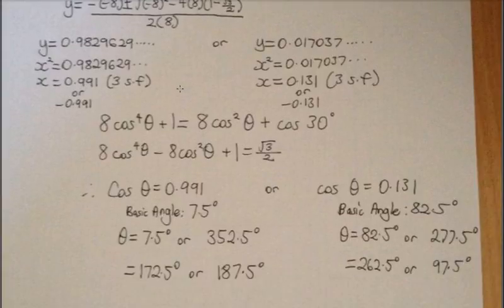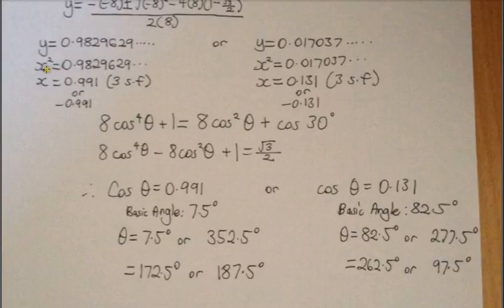So we get y is equal to 0.9829 and so on, or y is equal to 0.0170 and so on. Now we give ourselves more decimal places because bear in mind later we need to square root it. So it's always safer to have more decimal places to start off with.